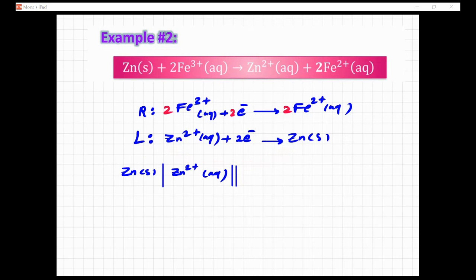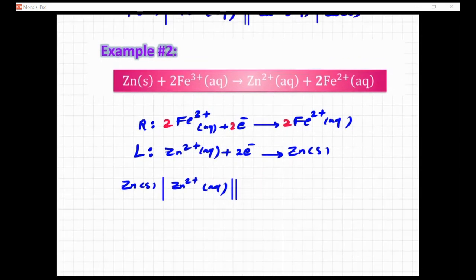The salt bridge. So what will be the next? The other one. This is the left. The right. I have what? Reduction. So I have Fe3+, aqueous, right? And in the same solution, it will be Fe2+. So in the same solution, Fe3+ will be converted into Fe2+. They are both aqueous, right?